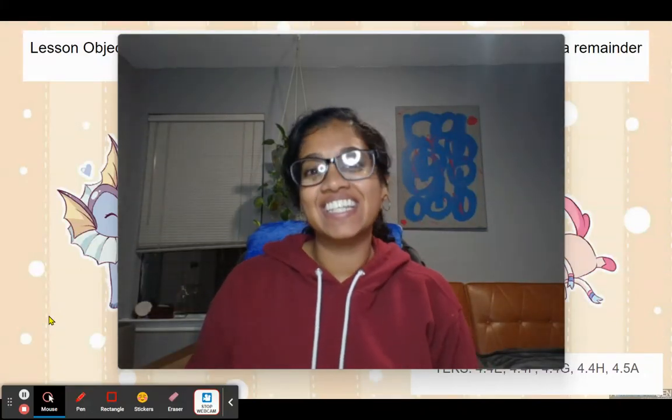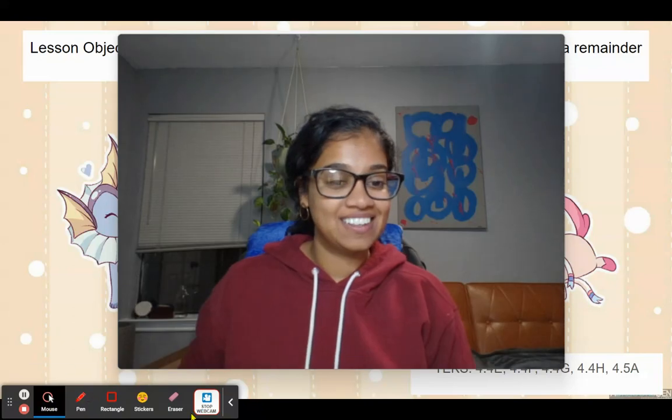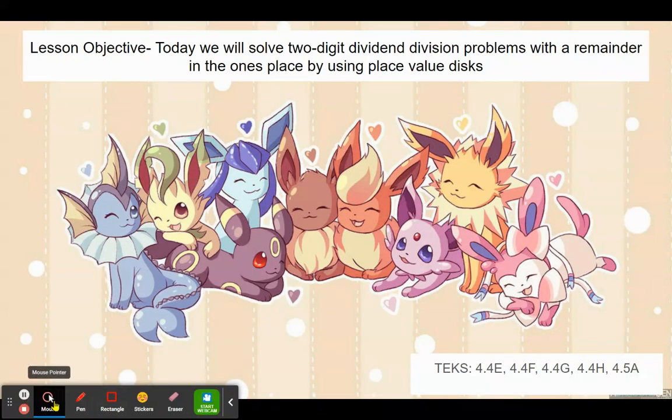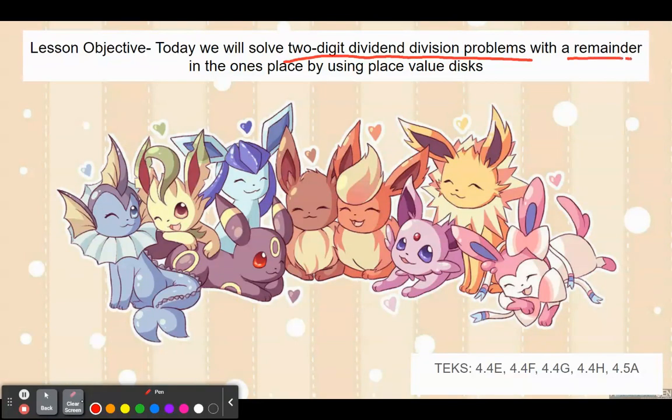Let's go ahead and take a look at today's lesson objective. Today we will solve two-digit dividend division problems with a remainder in the ones place by using place value discs. The TEKS we're going to cover today are 4.4E, 4.4F, 4.4G, 4.4H, and 4.5A.